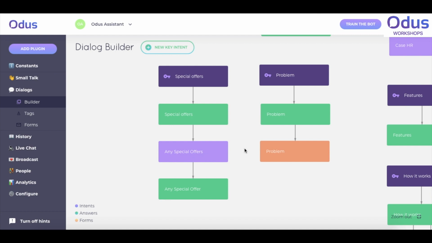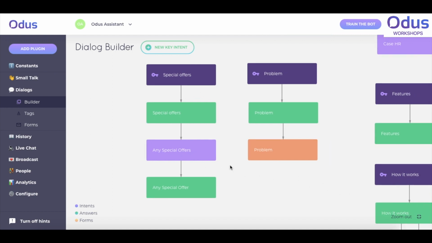The difference between a key intent and a simple intent is that the key intent is available for the user always. The simple intent is available for the user only in this specific scenario of the dialogue when the user enters this scenario with a key intent.